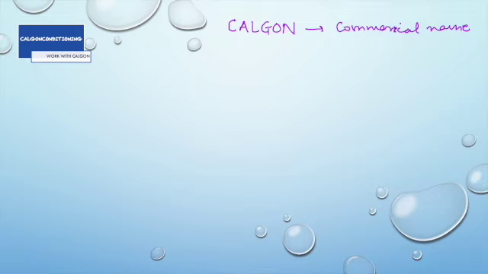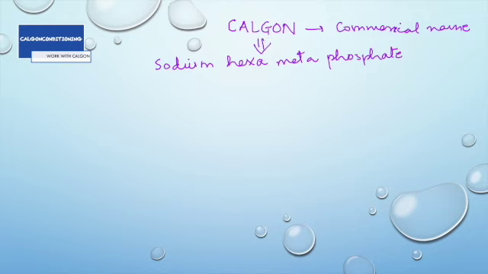So chemically it is called sodium hexametaphosphate. So students, you need to learn the chemical name of Calgon. Calgon is actually sodium hexametaphosphate. So let's try to write down the chemical formula from the name. It says sodium hexametaphosphate.